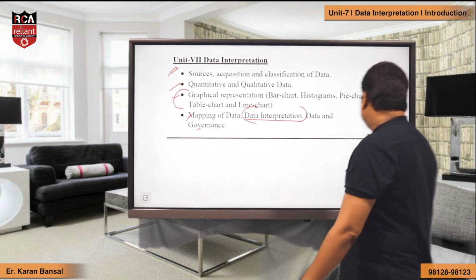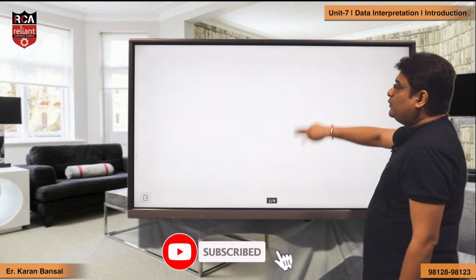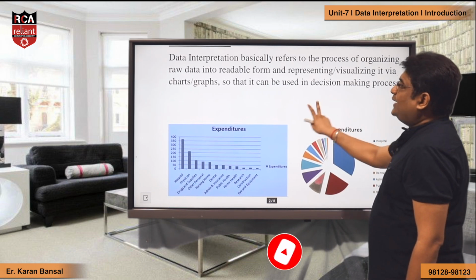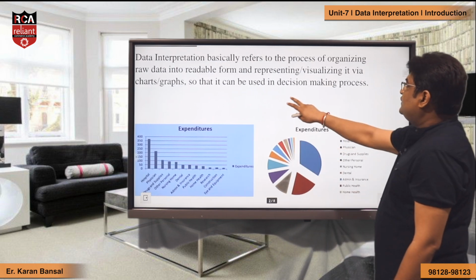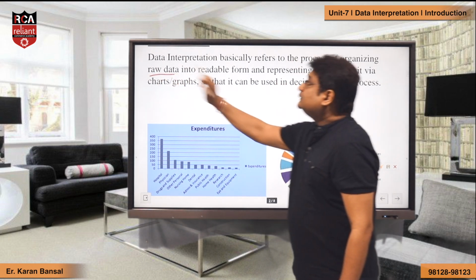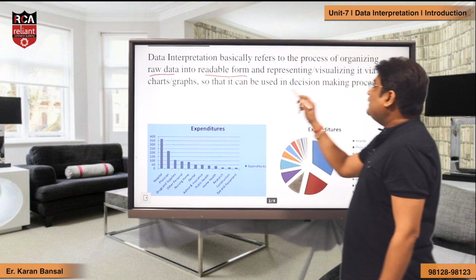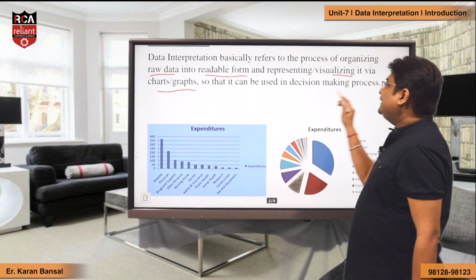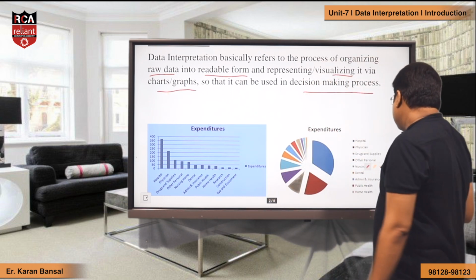All right. So if I talk about the introduction of data interpretation, what is data interpretation? As the name suggests, it basically refers to the process of organizing raw data into readable form and representing or visualizing it through charts and graphs so that it can be used in the decision making process.